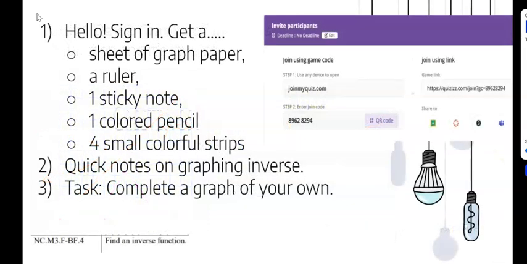Need a couple of supplies for this. We're going to make a little graph. So if you're out of class today and you got this stuff, great. If not, just pick it up when you come in tomorrow.